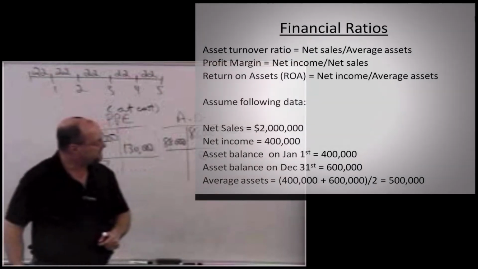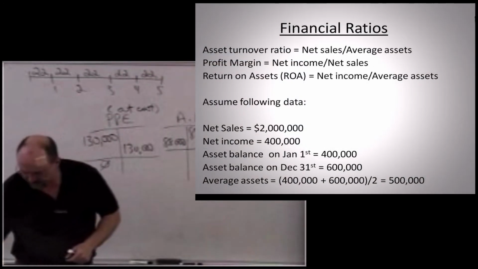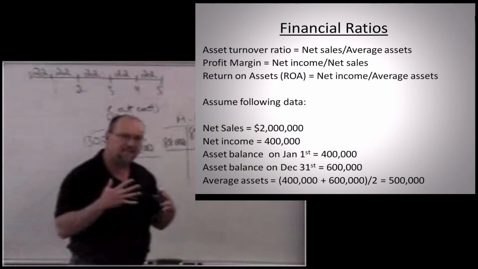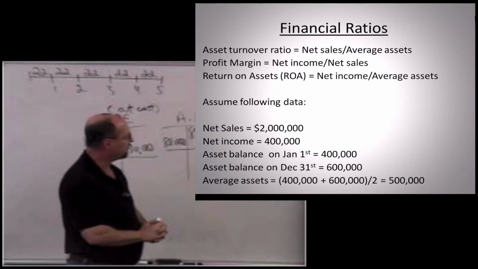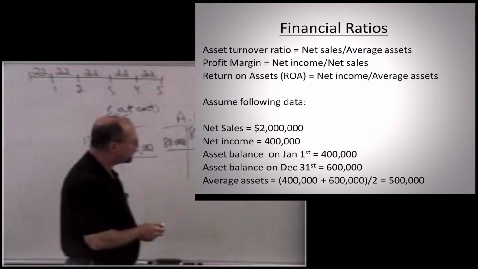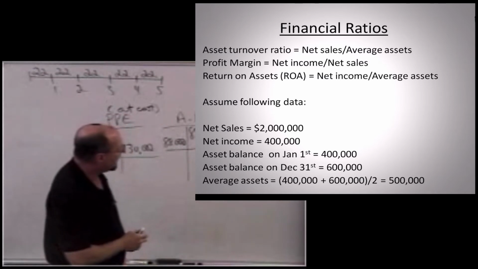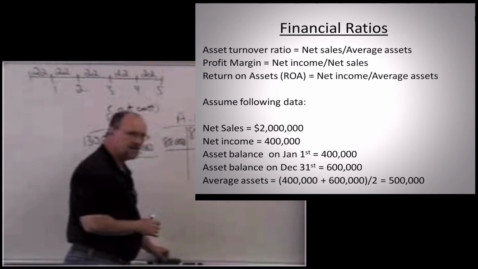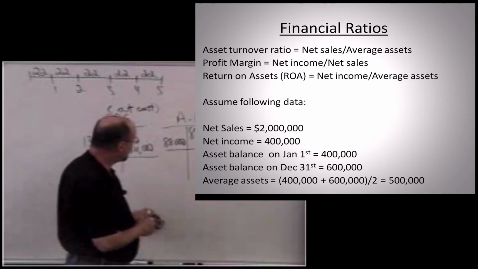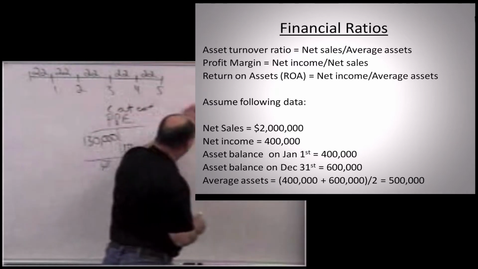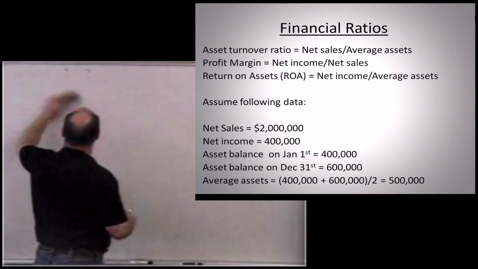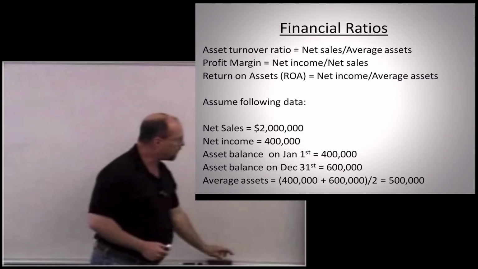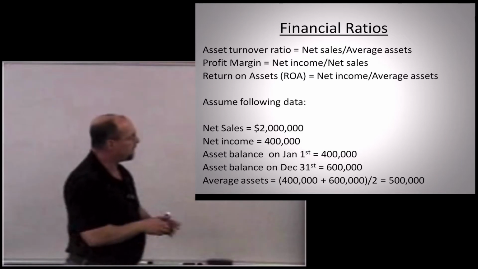Okay. Last couple of items here. We have 3 ratios, and the ratios are related. We have the asset turnover ratio, the profit margin ratio, which we've previously seen, and we have return on assets, sometimes called return on investment, or ROI. So ROA, return on assets, ROI, return on investment. We'll stick with ROA. Let's assume the following information.